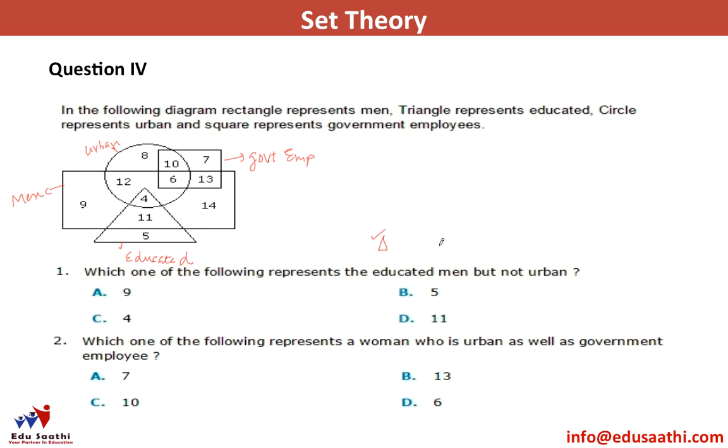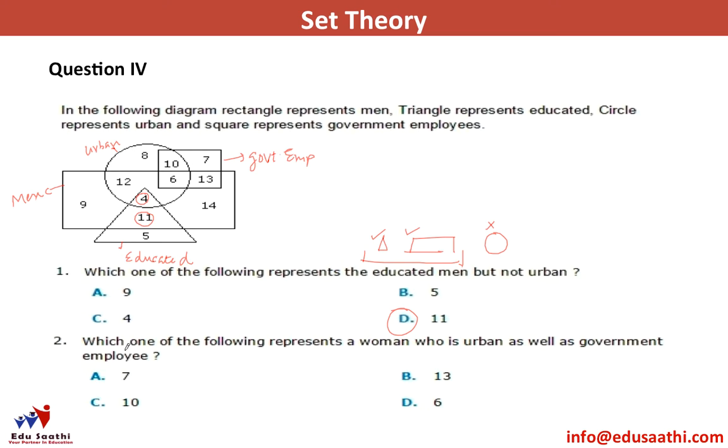Educated means I need a triangle. Men means I need the rectangle, but not urban. So I do not need a circle. Nothing is mentioned about the government employees. So we can have government employees and we cannot have them also. Now I'll take the first two things here. I need a number which is inside the triangle and inside the rectangle. So this is the triangle and this is the rectangle. Only 4 and 11 are two numbers which are inside the rectangle as well as the triangle. But I do not need a circle. 4 is inside the circle also. So what is my correct answer here? 11.